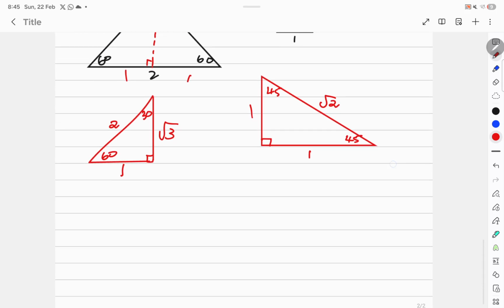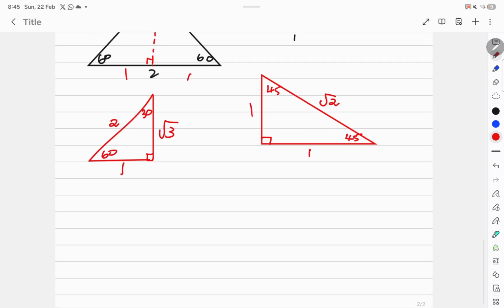Alright. Now, let's do the sine of 60. The sine of 60, remember the sine of an angle? So it's opposite over hypotenuse. Now opposite, it's the root of 3 divided by 2.